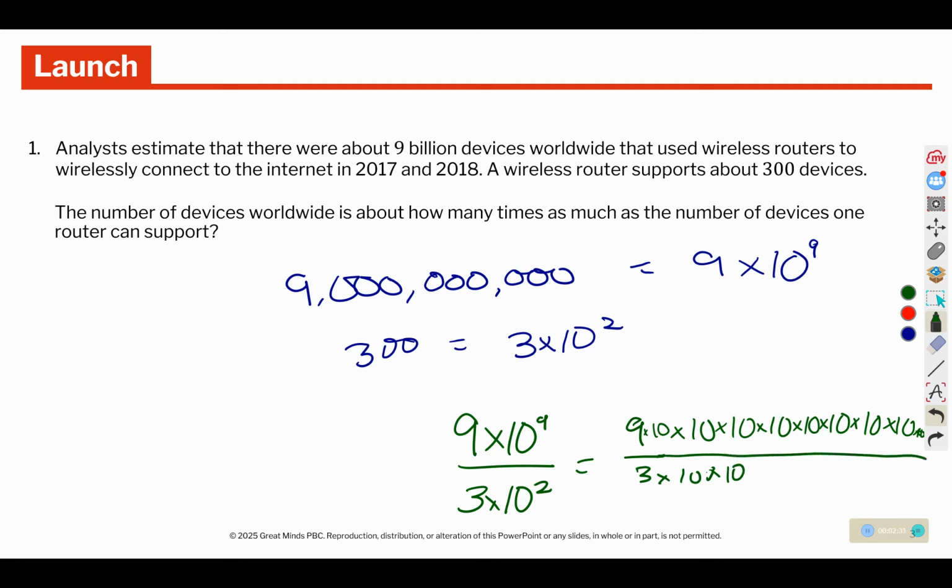So if we're going to divide, 9 divided by 3 comes out to 3. And then these 10s divide out. 10 divided by 10 is 1. 10 divided by 10 is 1. But then I still have 1, 2, 3, 4, 5, 6, 7 10s remaining. So 3 times 10 to the 7th times as many.